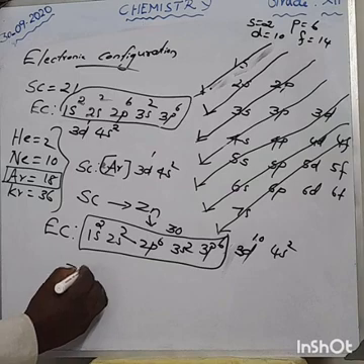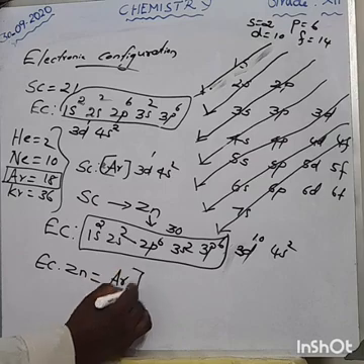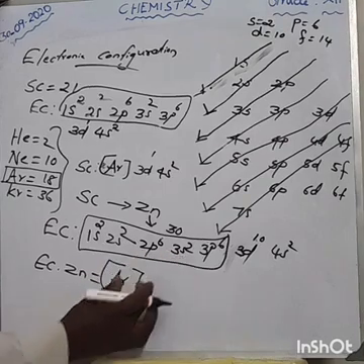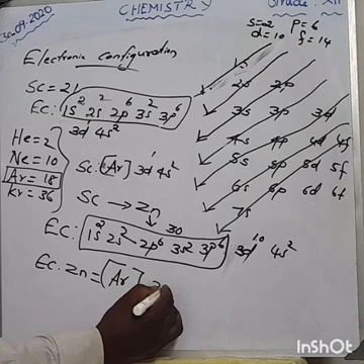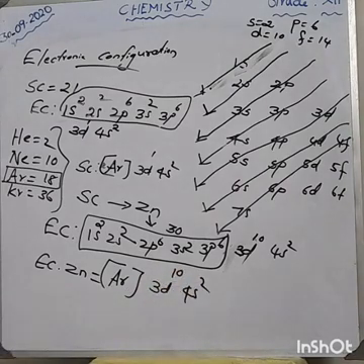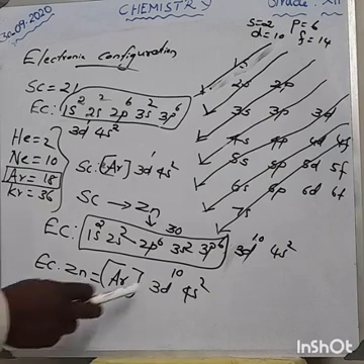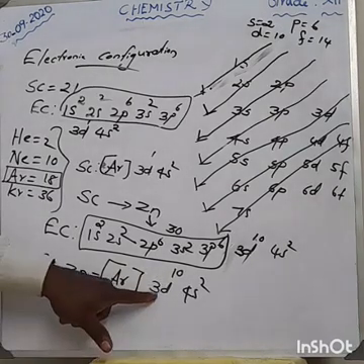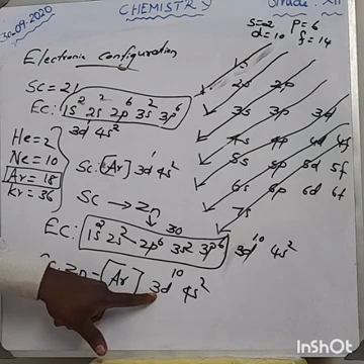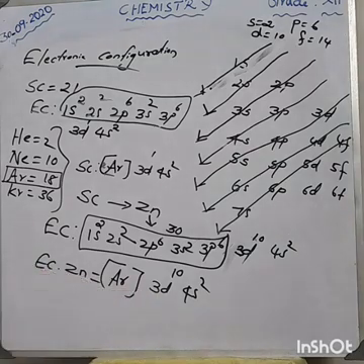Electronic configuration is equal to, how do you write? Argon, what's the remaining? 3d10 4s2. This is the electronic configuration of zinc. Can you write? And filling the 3d orbital is complete. Is the d subshell complete or incomplete? The d subshell is complete for zinc. Its electronic configuration is argon, 3d10 and 4s2.